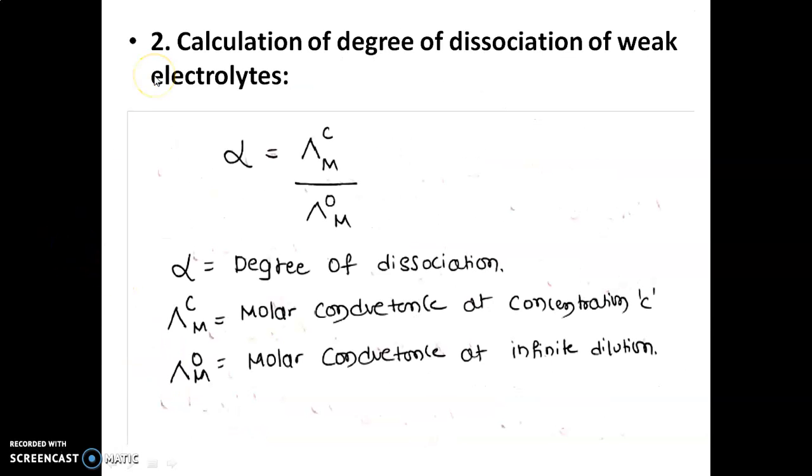Next, calculation of degree of dissociation of weak electrolyte. By using Kohlrausch law we can find out the degree of dissociation of a weak electrolyte by the formula alpha is equal to molar conductance at a specific concentration divided by molar conductance at infinite dilution. If you know these two values, that ratio gives the degree of dissociation of the weak electrolyte.